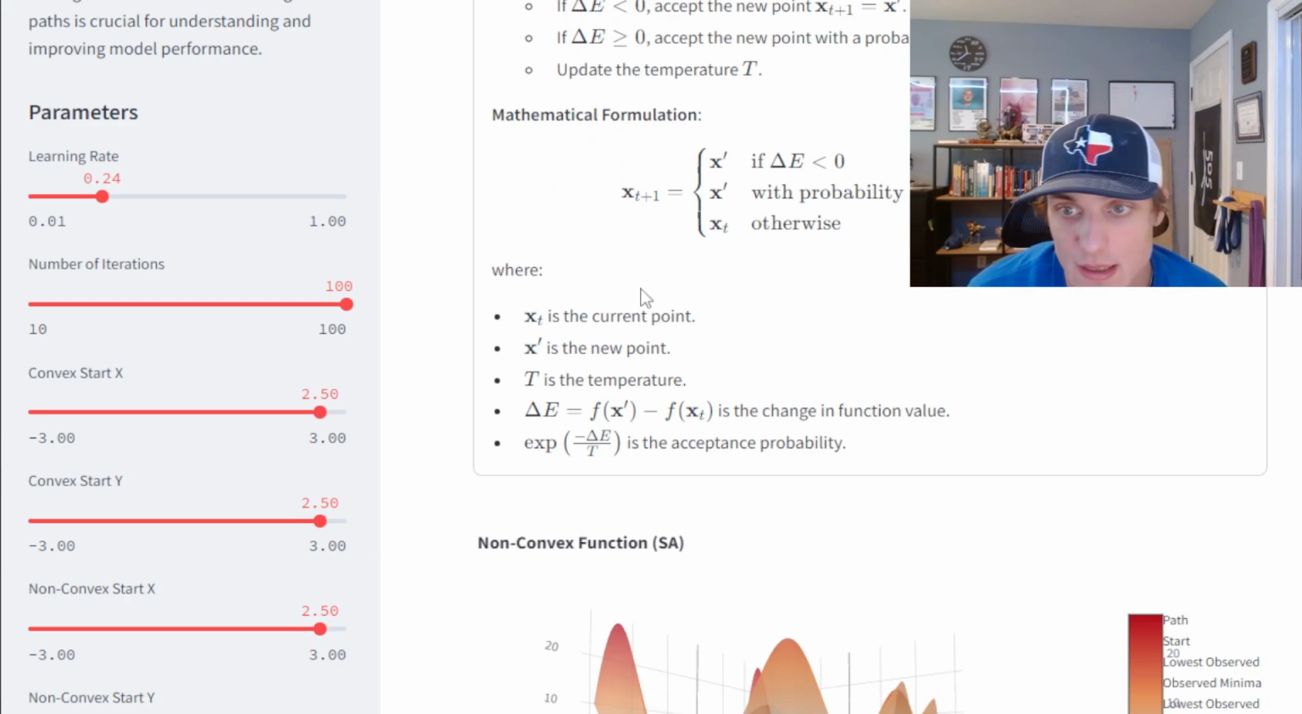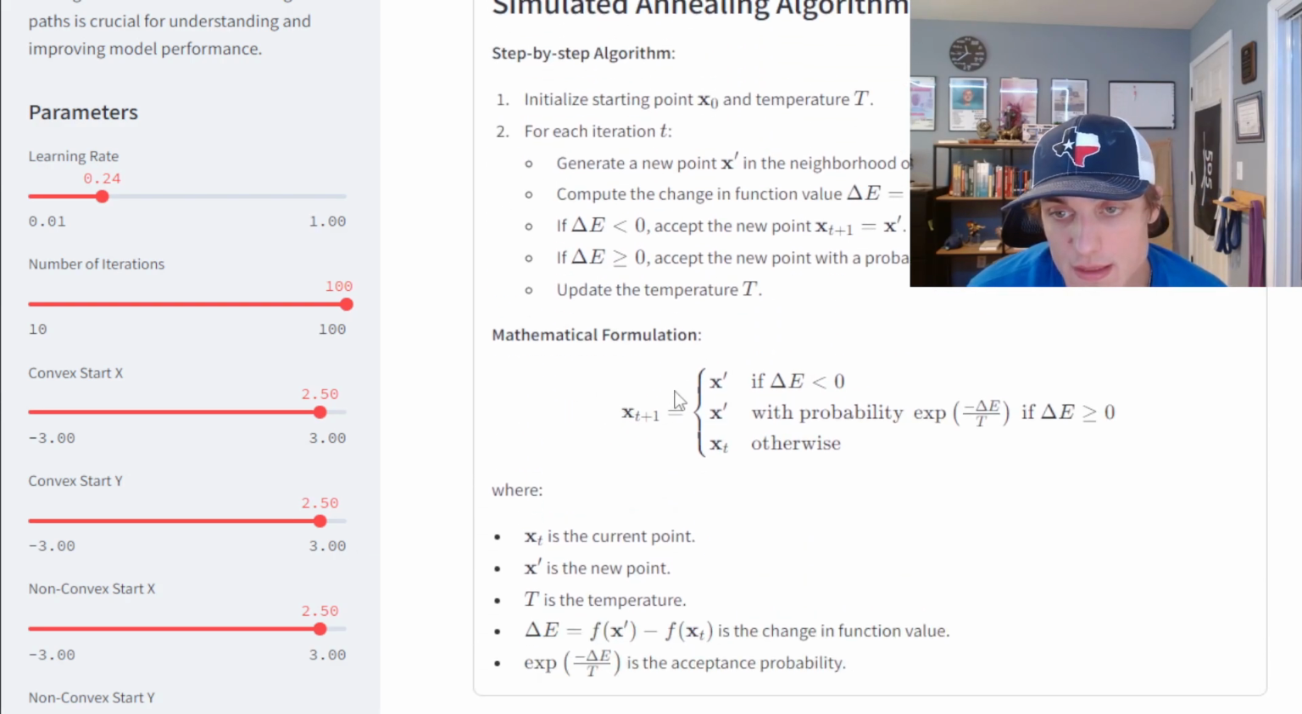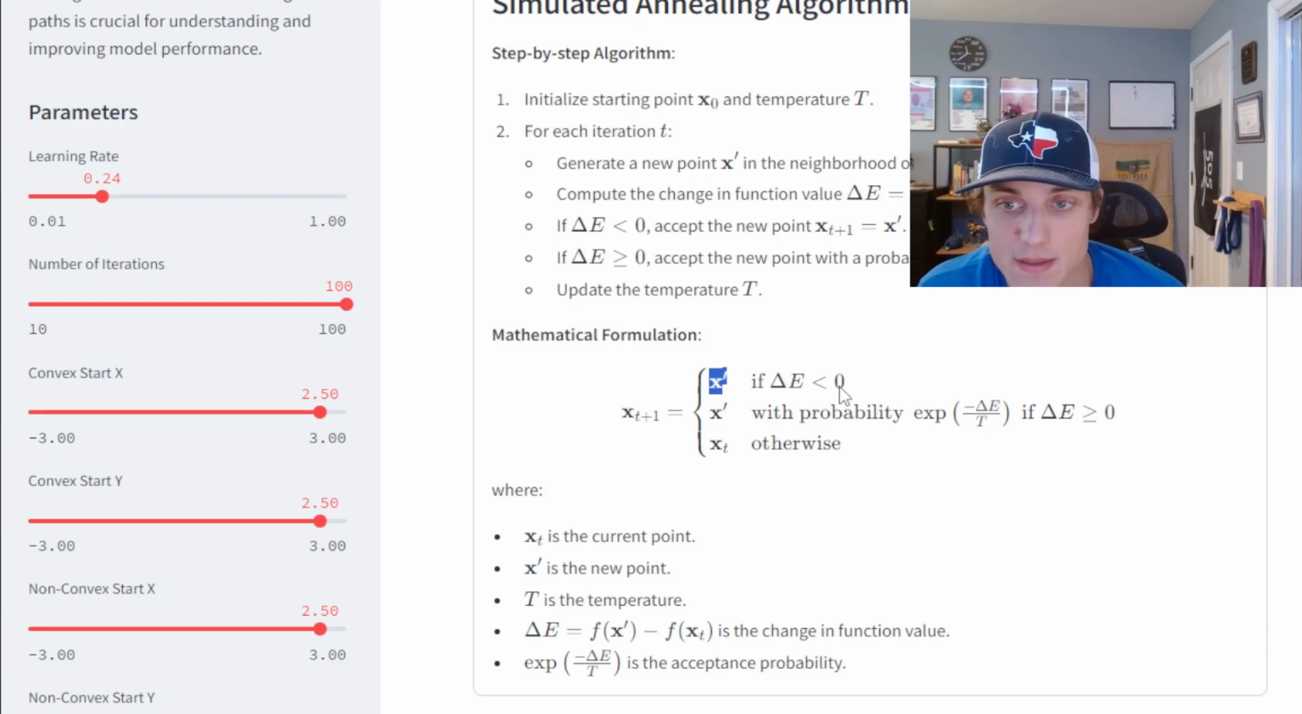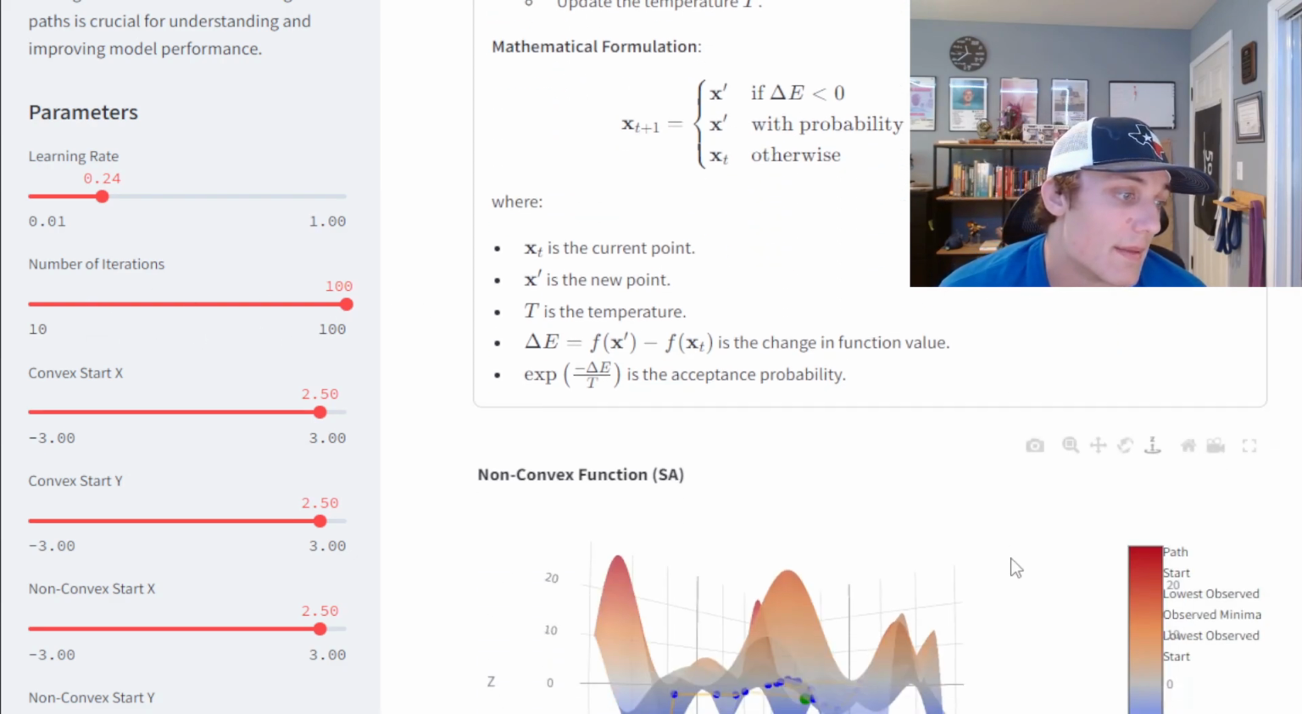Again, it's quite interesting. So essentially, instead of updating the initial starting point with the gradient times the learning rate, or the gradient plus noise times the learning rate, this is the functional representation. We say update it as x prime if delta E is less than 0. So if the functional change is less than 0, we update it in that direction. Otherwise, with probability exponential negative delta E over t, if delta E is greater than 0. So with some probability greater than 0, we are going to explore a non-optimal step. And then if we don't hit, then we are going to just go with the original point and choose a new random point and then do it again. And that's why we have 100 iterations here. And that is how simulated annealing works.